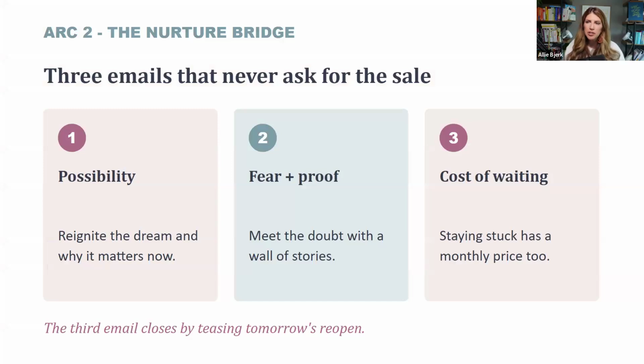Then the nurturing bridge, you want to make sure that you don't have a call to action in this next email sequence. It's more about reminding them of the possibility, showing them the proof, the fear and the proof, and the cost of waiting. You want to make sure that you include each of those in between, if you're doing the fast action email sequence and then the standard price sequence as part of your Evergreen funnel. That's the best way that I found to do it.